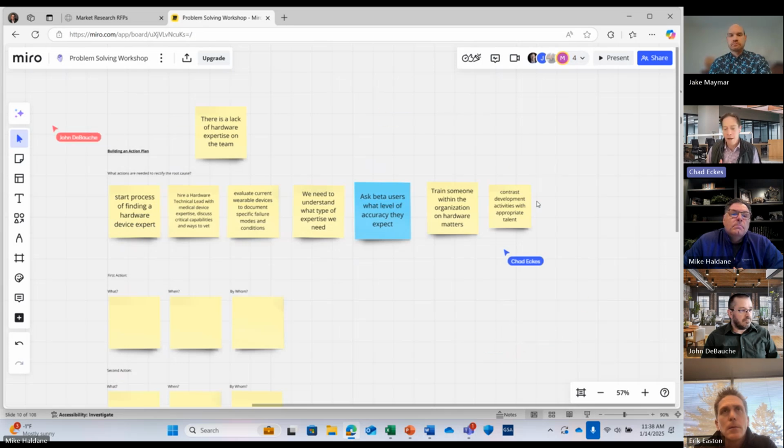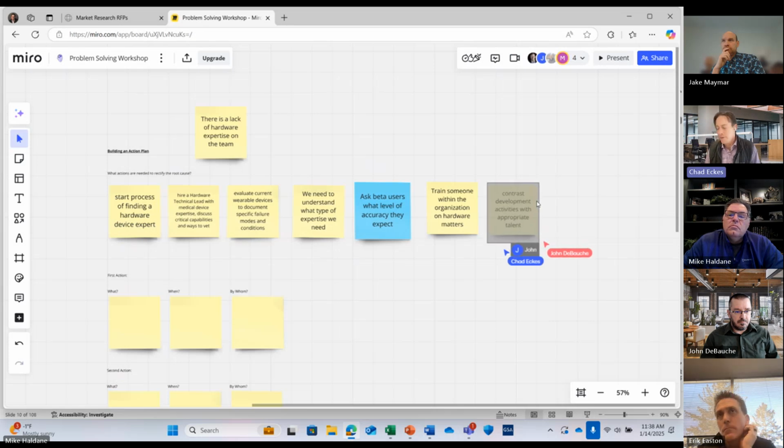Now, the idea of training somebody is one path. The idea of hiring somebody is another path. So maybe the first action item is, you need to get to that decision point probably in the action plan. Do we hire or do we train? But before that, I think what I'm sensing from these sticky notes is that you need to understand what type of expertise you really need. And that might come from, say, asking users what level of accuracy is needed.